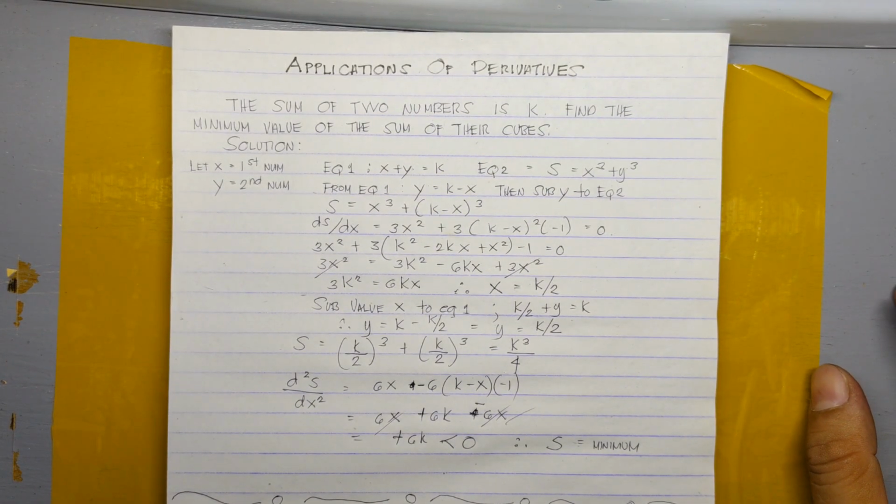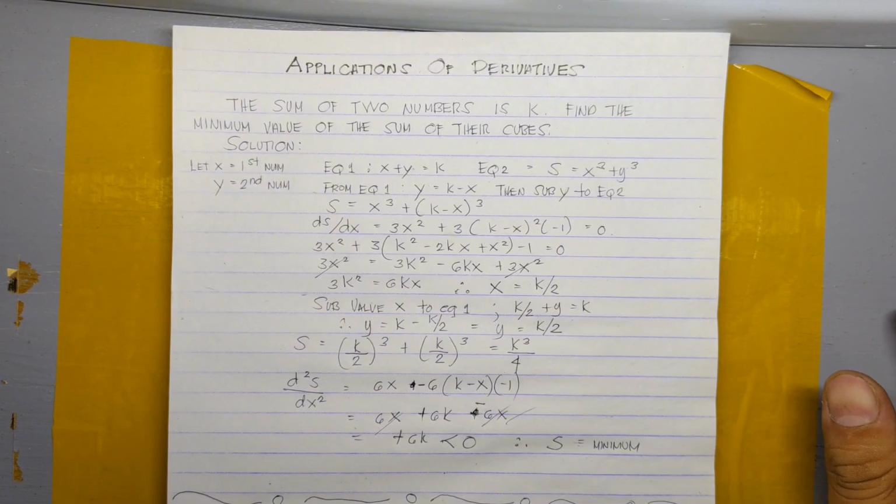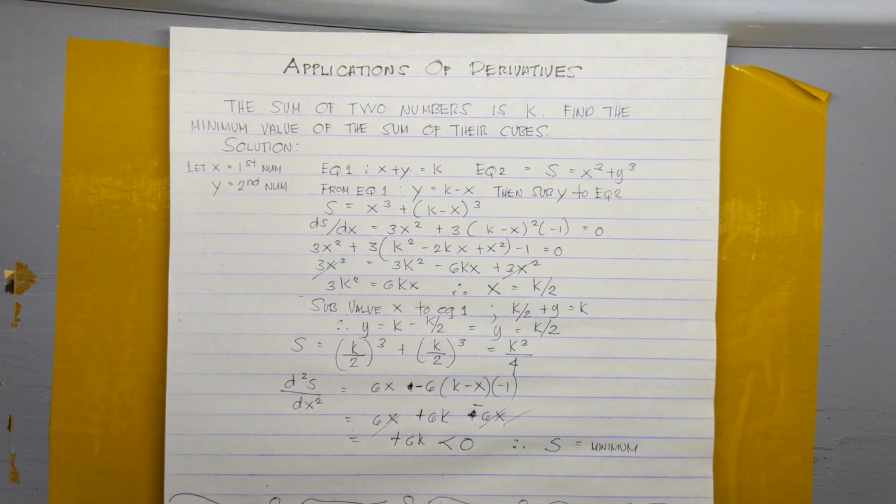So we have here another problem from applications of derivatives. The problem states: the sum of two numbers is k. Find the minimum value of the sum of their cubes. I already wrote the formula, so it's very easy to explain.